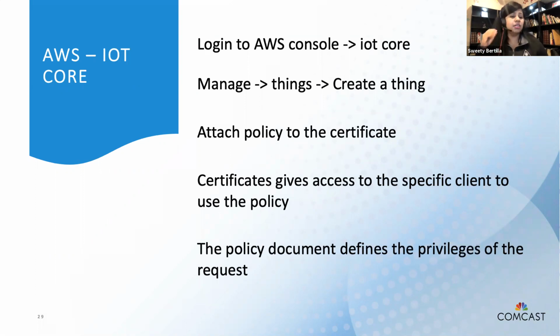And there is a certificate, and you attach a policy to a certificate. So what is policy and what is certificate? Certificates are what give access to a specific client to use the policy. So if I'm going to use a Cognito user or a different user, I want that user to have access, so that user should be a valid user. Certificate is the only way of saying that this user is valid to access this policy. What is policy then? The policy document defines the privileges.